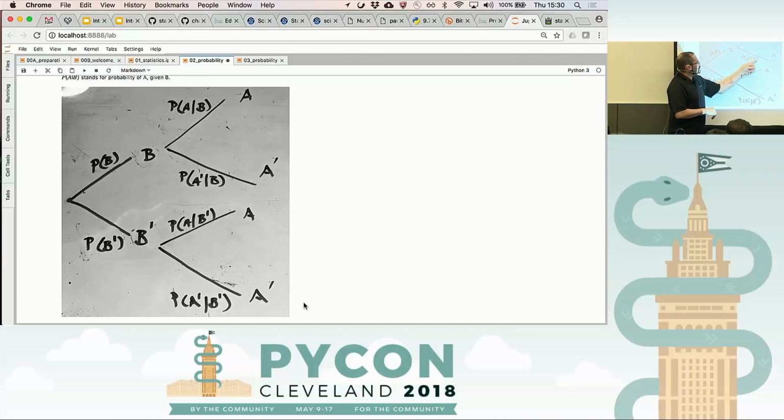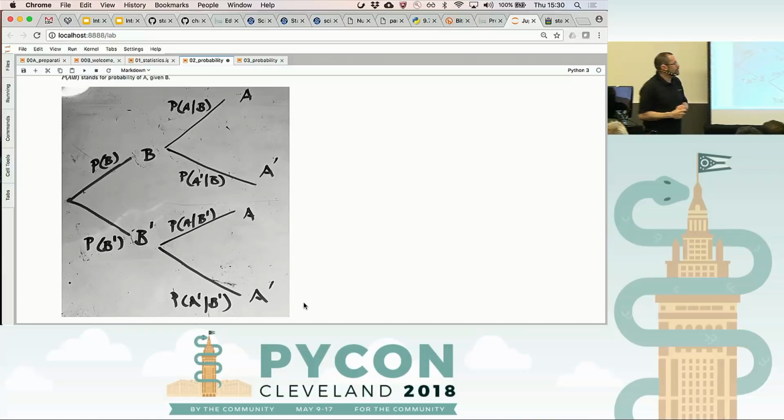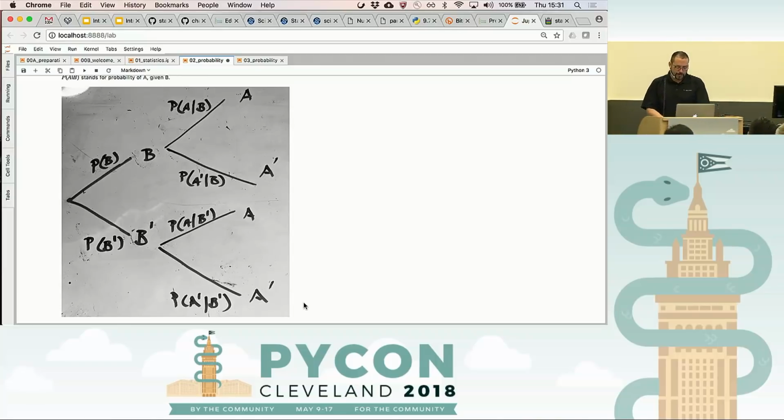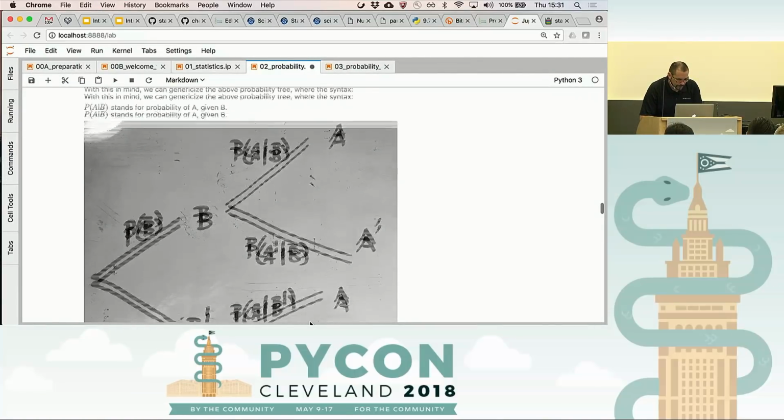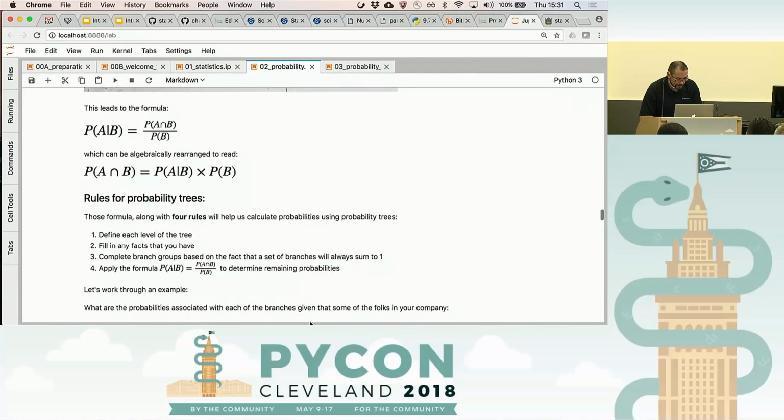You'll also see this nomenclature here. That nomenclature is read in the following way: probability of A given B. So what is the probability that I get an A given that I'm on the B branch is essentially what that means. Here, what is the probability to get an A if I'm on the not B branch, or the B prime branch? So probability of A given B, given not B. Okay. And all that's spelled out in the text.